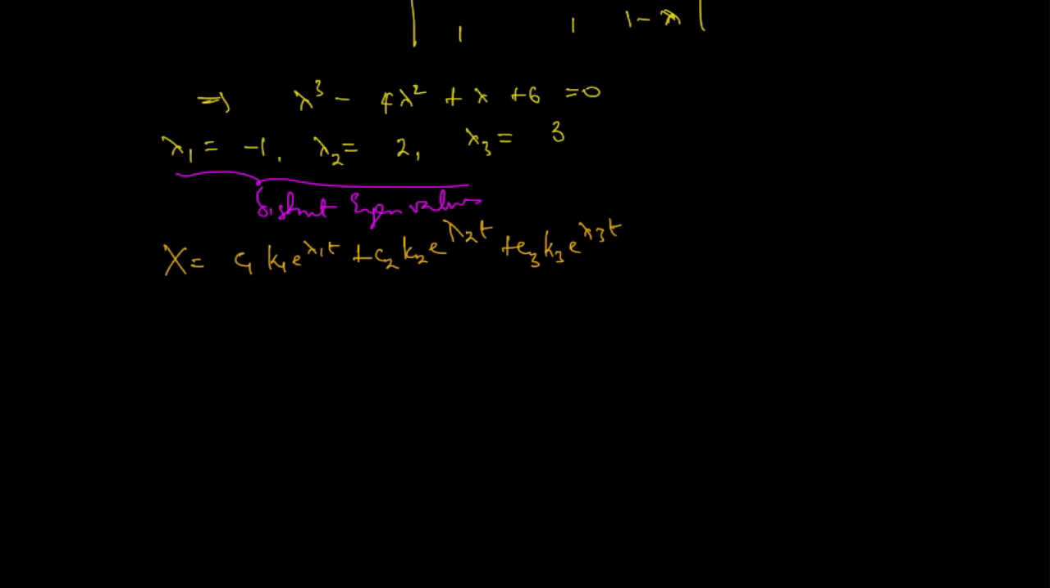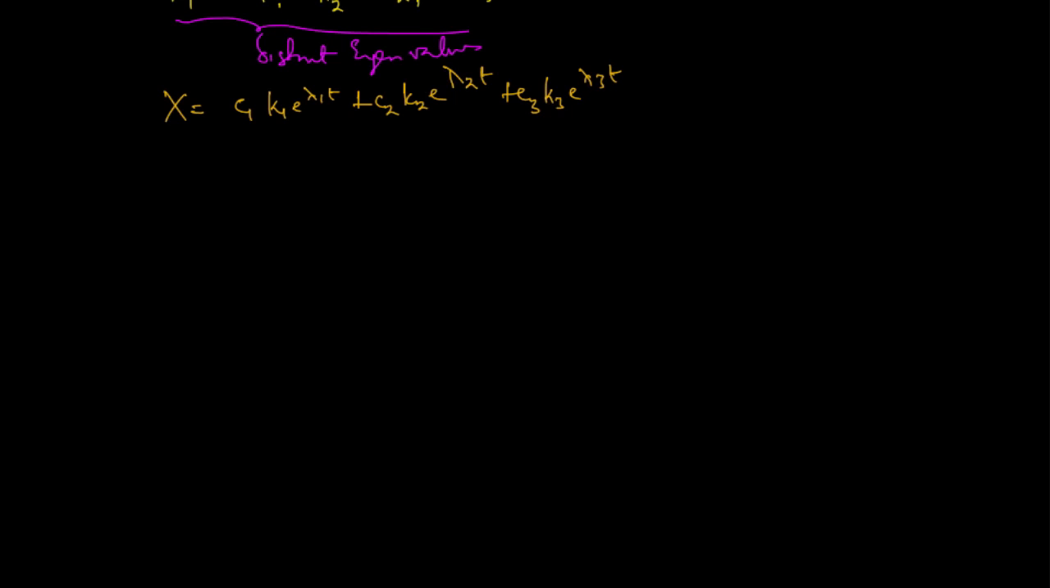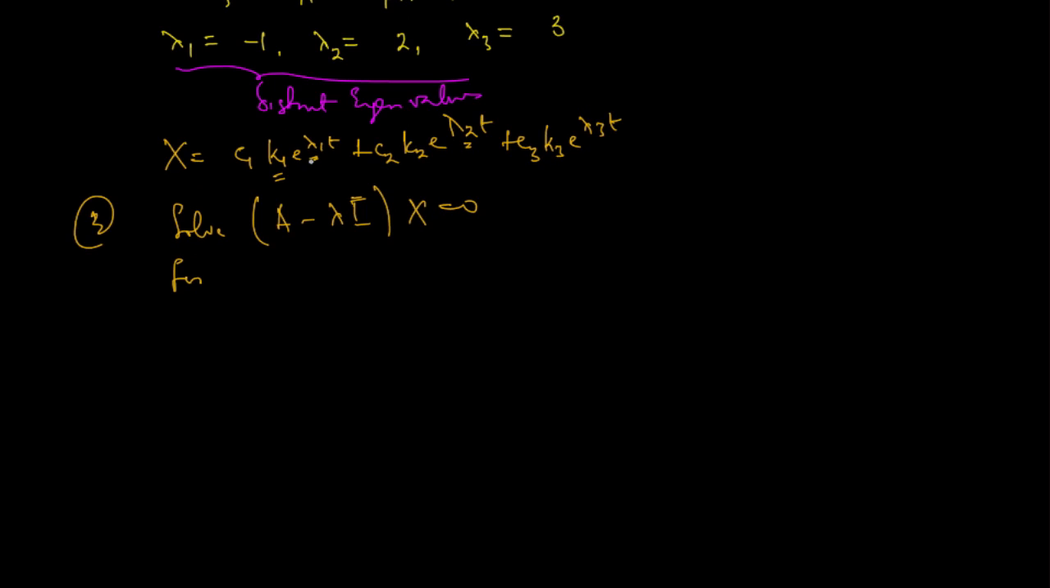So to find the general solution, we've already gotten lambda 1, 2, and 3, so we need to find K1, K2, and K3. That's the next step, to find the eigenvector that corresponds to each of these eigenvalues. So we solve A minus lambda I times x equals 0. I'm going to start with the first eigenvalue, lambda equals -1.